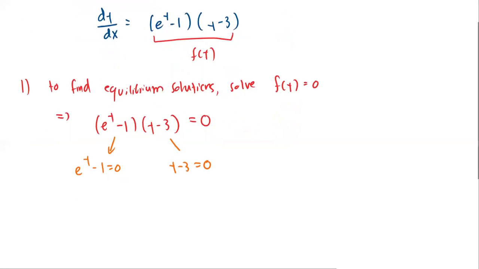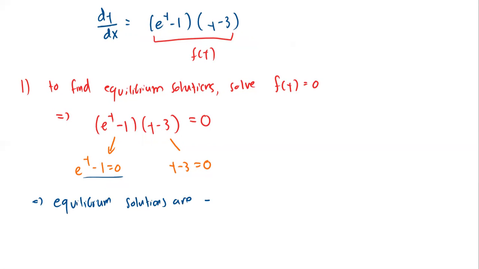So what are the solutions to both of those equations? Well, e^y - 1 equals 0. Well, you can either add 1 to both sides and take the natural log, or you can just see that, oh, e^0 is 1. Right? So y equals 0 makes e^0 equal to 1, and 1 minus 1 equals 0. So the equilibrium solutions are, from this one, we get y equals 0. From this one, we get y equals 3.